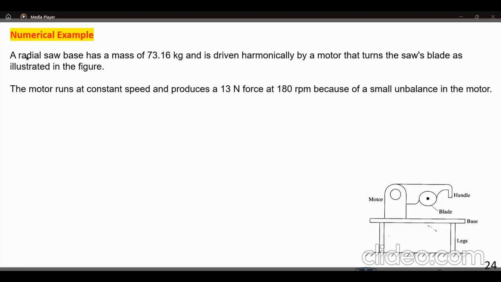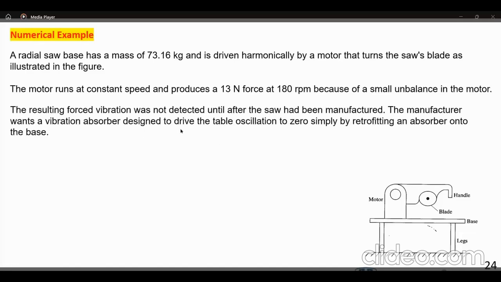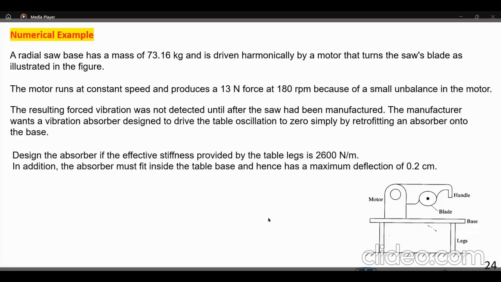Now here's an example. We have a radial saw of a mass 73.16. So this is the mass of the entire machine. It has a harmonic motion because of perhaps unbalance in the motor, and it's given at 180 RPM. So that's the operating frequency of the saw, and there is a force that's coming from the mass imbalance. Okay, so what we need to do is design a vibration absorber, the mass here and the spring here, so that it achieves an objective.